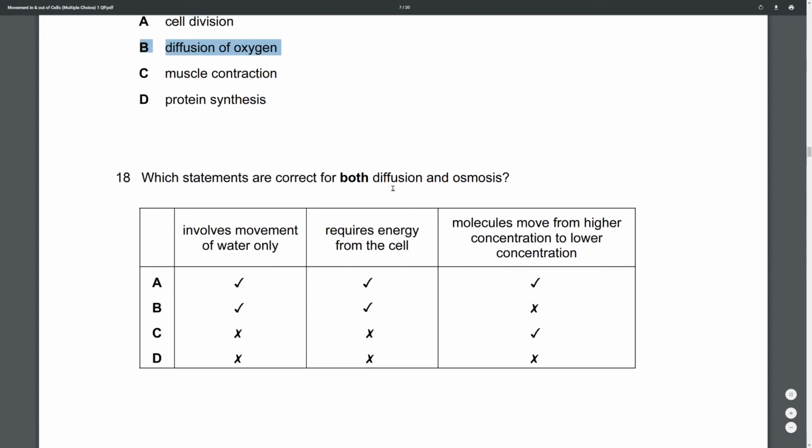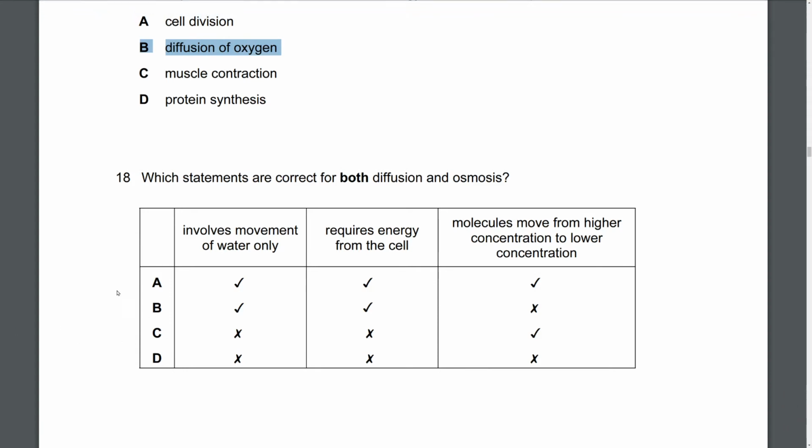Which statements are correct for both diffusion and osmosis? Diffusion involves movement of water only. That is incorrect, that would be for osmosis only. And requires energy from the cell. Incorrect. Molecules move. Okay, so it's C. Next question.